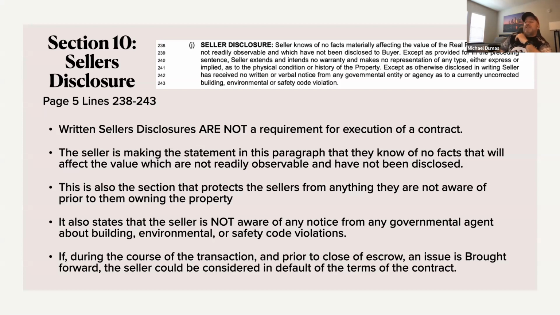It also states in this section that the seller is not aware of any notice from any governmental agency about building, environmental, or safety code violations. So if during the course of the transaction, during the lien search, it comes up that there was a building code violation or a safety violation and it wasn't disclosed, the buyer has the right to cancel the contract right then and there because the seller is in default because of this section, okay? So make sure, again, stress to your sellers: disclose, disclose, disclose. We don't want any issues or surprises later.